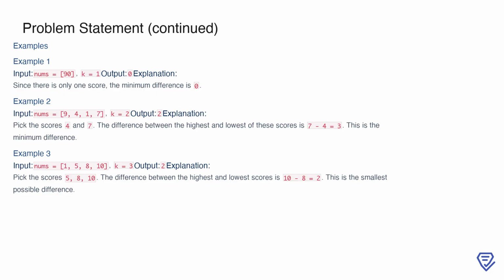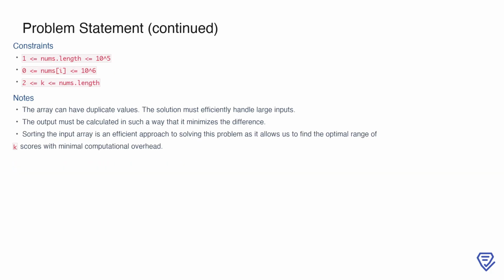Finally, in the third example, with the array 1, 5, 8, 10, and k equal to 3, you can choose the scores 5, 8, and 10. The difference between the highest score, 10, and the lowest score, 8, is 2, which is the minimum difference for this case. Now, let's consider the constraints and some additional points.